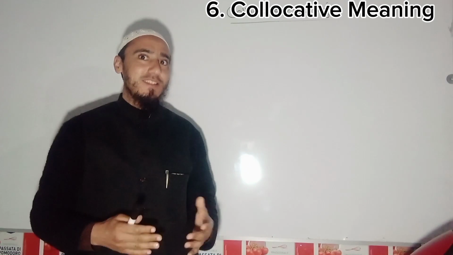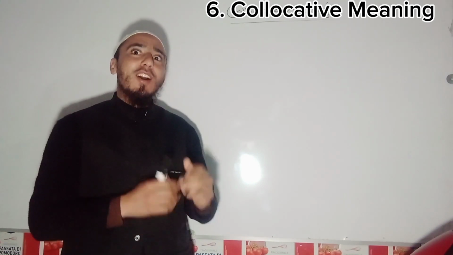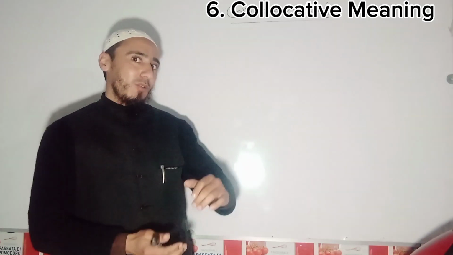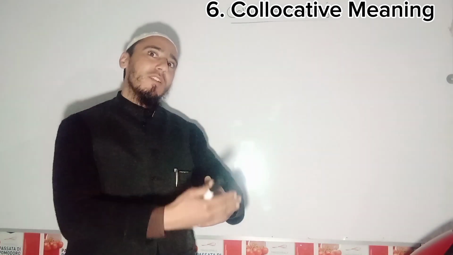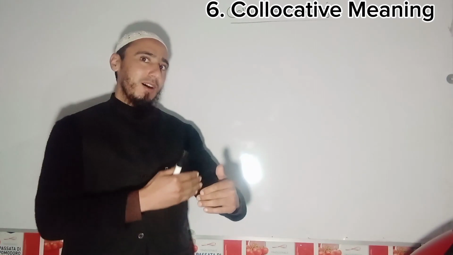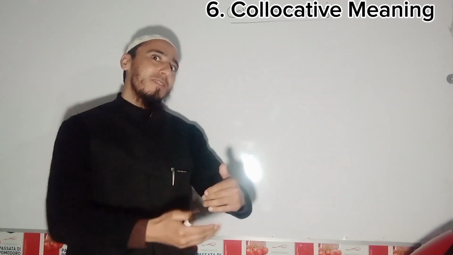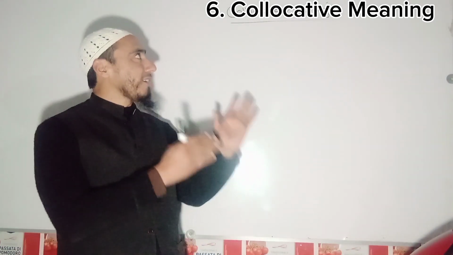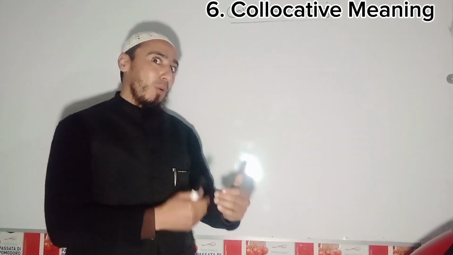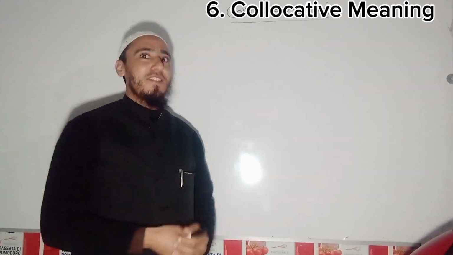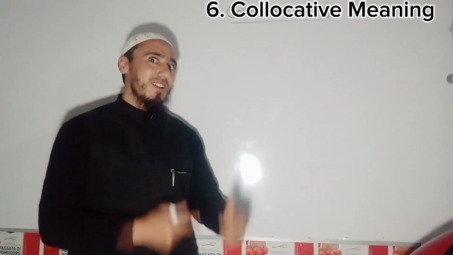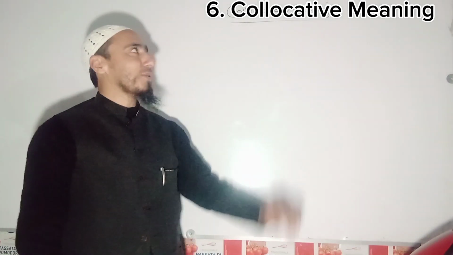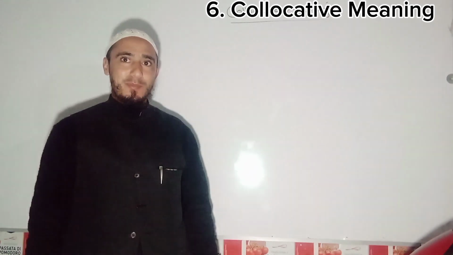And there are certain words. When we say collocates, it means a word which comes after other words, or a word which comes side by side with another word. So, in collocative meaning, a word co-occurs with another word. The habitual co-occurrence of a word with another word is also known as collocative meaning.